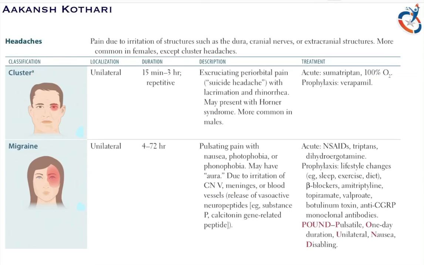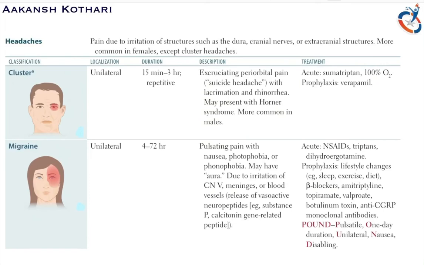Coming to migraine. Okay, migraine is a unilateral headache which lasts for about 4 to 72 hours. Okay, so this is a very long duration. So it lasts for about 4 to 72 hours, and the description of this headache is like pulsating pain with nausea, photophobia or phonophobia. Okay, so the person feels nauseous, there is photophobia and phonophobia, and they may have an aura. I'll come to what is aura, but just remember that migraine headache may be presented with aura.